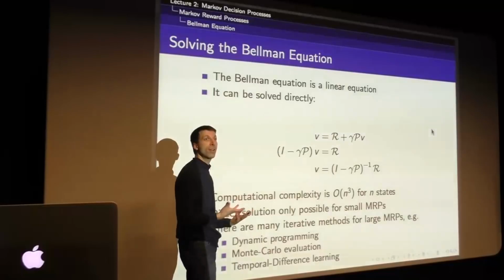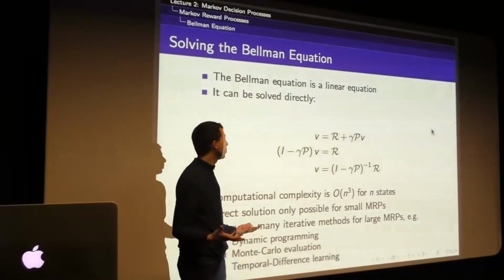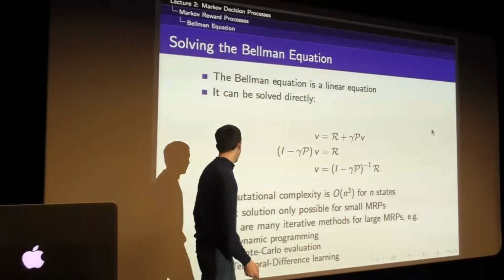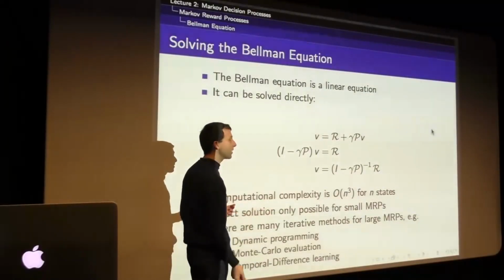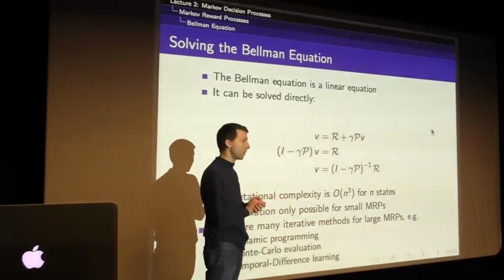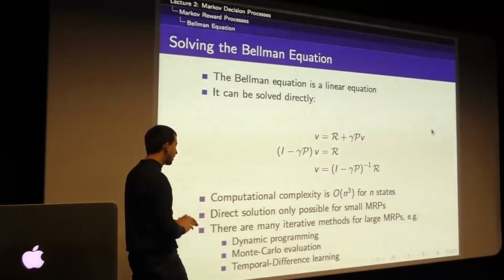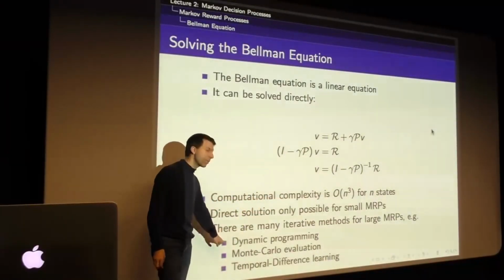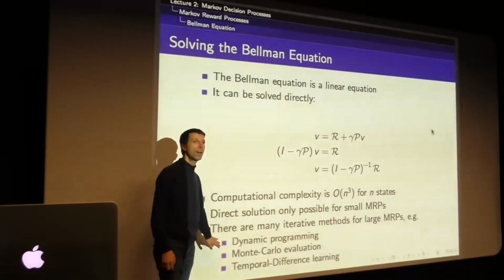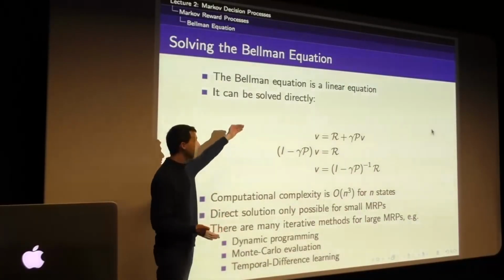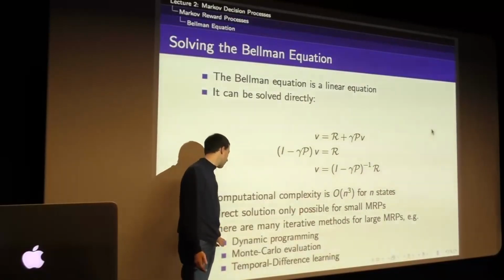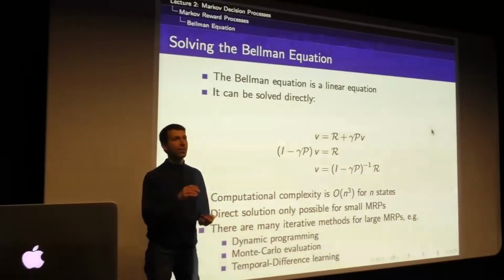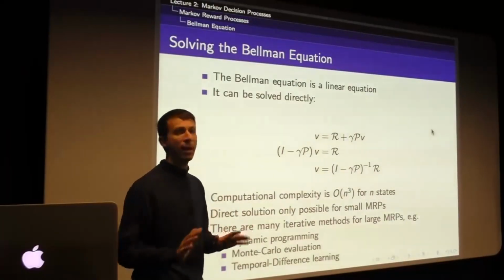We need to be able to efficiently figure out what's the value of being in this state. We can't always do this, but it is nice to know that in the small Markov reward processes we can just invert this thing and it gives us some intuition into what's going on. So later, next class in fact, we'll talk about dynamic programming. That's a very well-known class of methods for doing this more efficiently. Then we'll talk about Monte Carlo evaluation and temporal difference learning. The next couple of lectures are basically doing exactly that.